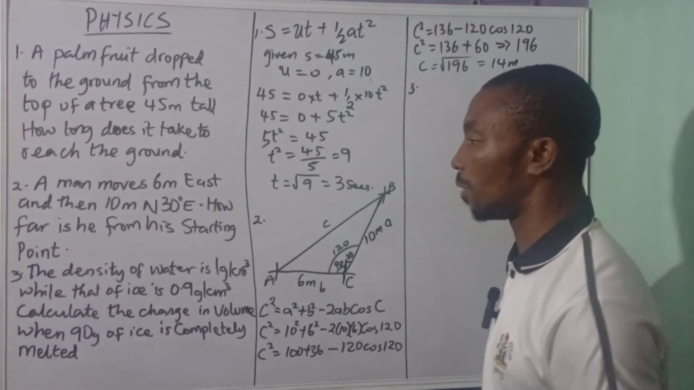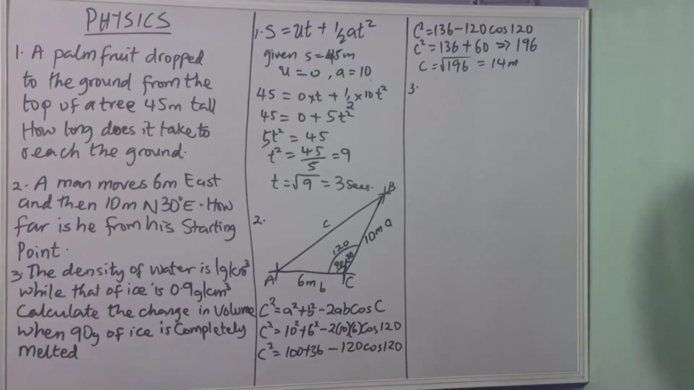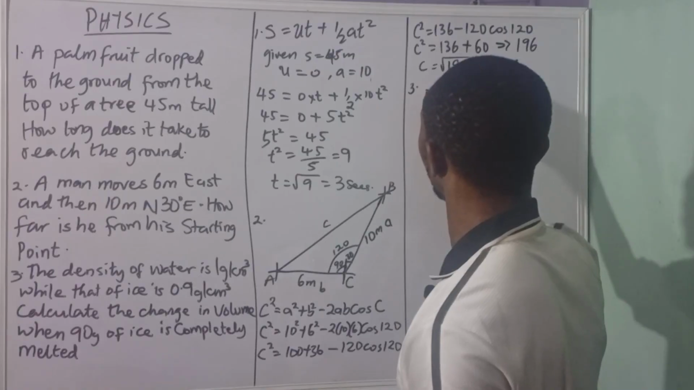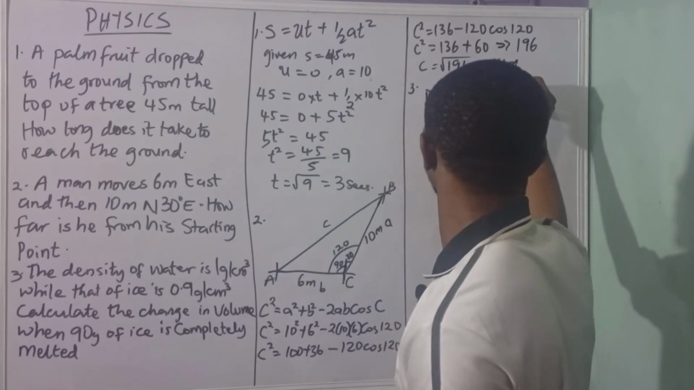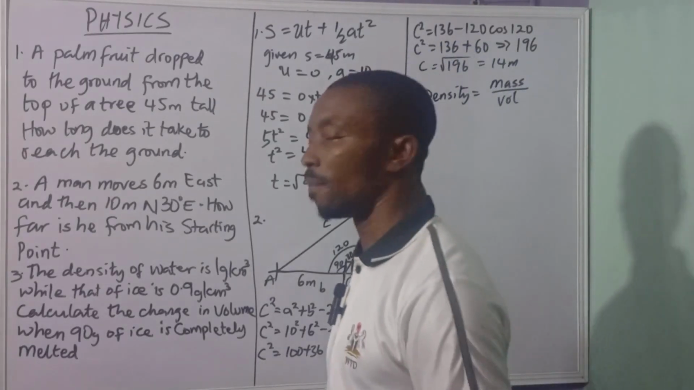Now let's look at number 3. It says the density of water is 1 gram per cm cube, while that of ice is 0.9 grams per cm cube. Calculate the change in volume when 90 grams of ice is completely melted. Now we know that density is mass over volume. Our formula for density is mass over volume.